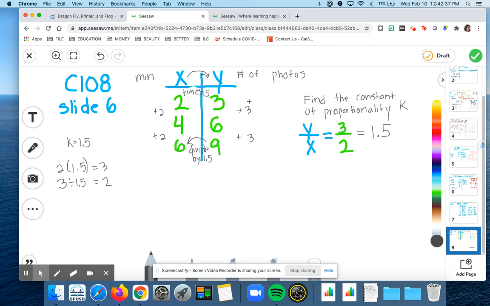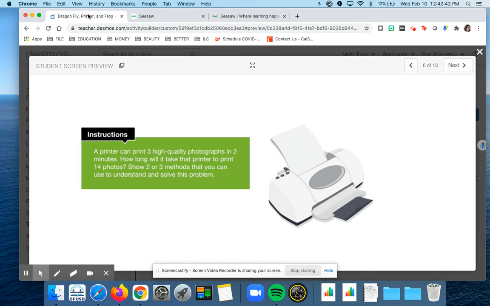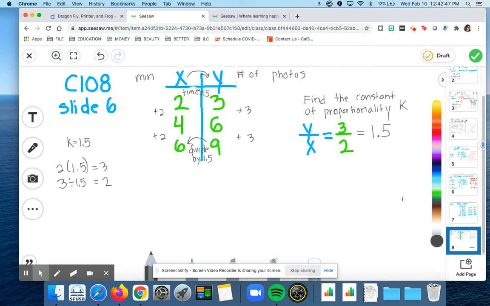So going back to my problem, what am I trying to find? It says if I have 14 photos, how long does it take to print? So I want the minutes. I'm going to make my table a little longer. And I know that I have 14 photos. How do I find how many minutes it is? Well, I want to go this way, so I divide by 1.5.